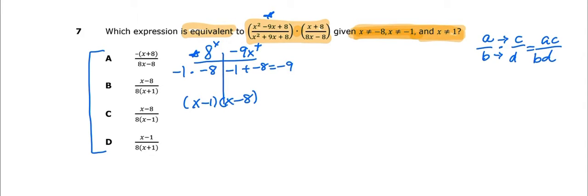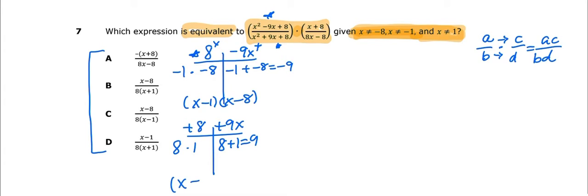Now I'm going to go ahead and do the same thing for this denominator right here. I'm going to use a positive 8 and a positive 9x. In this case, I'm just going to use 8 times 1 because that's an 8, and 8 plus 1 equals 9. So that means I have x plus 8 and x plus 1.